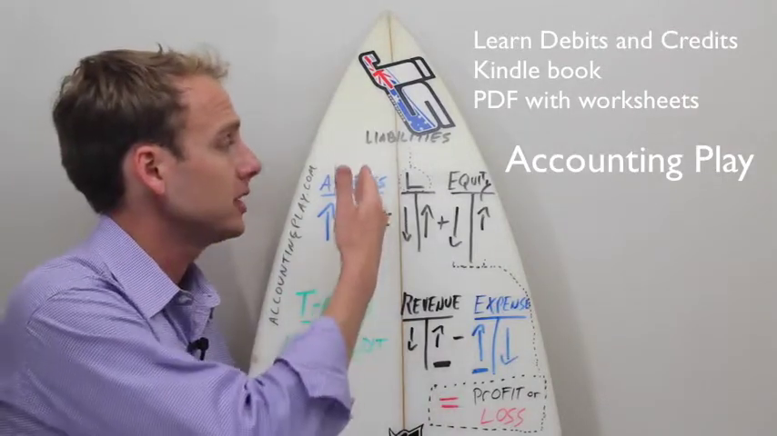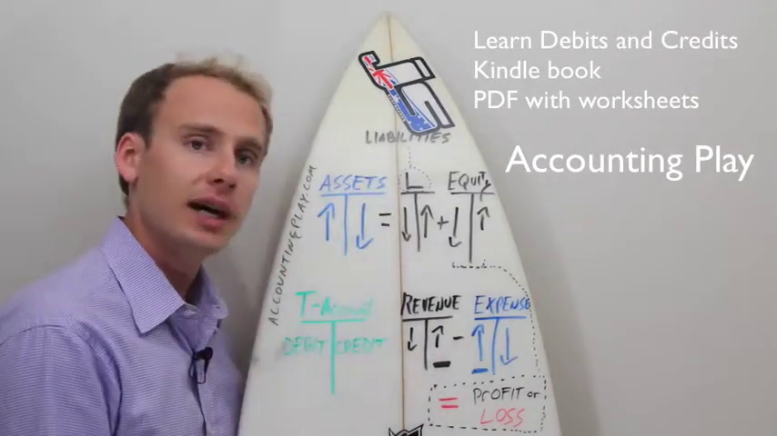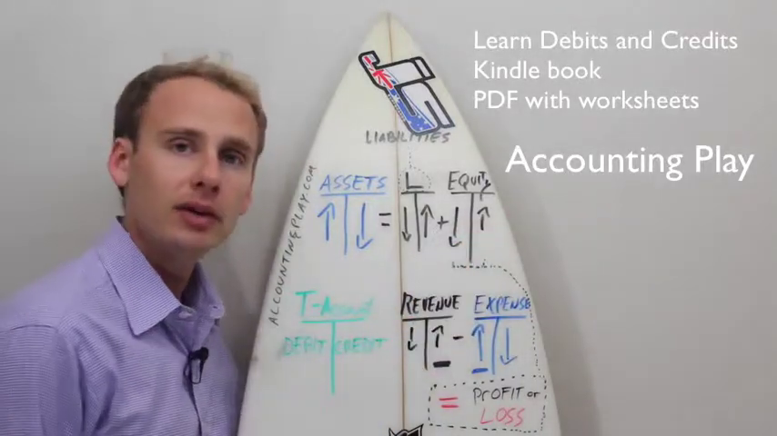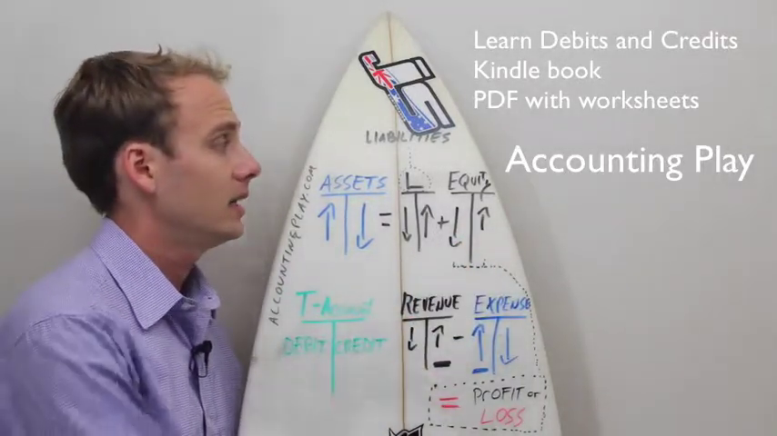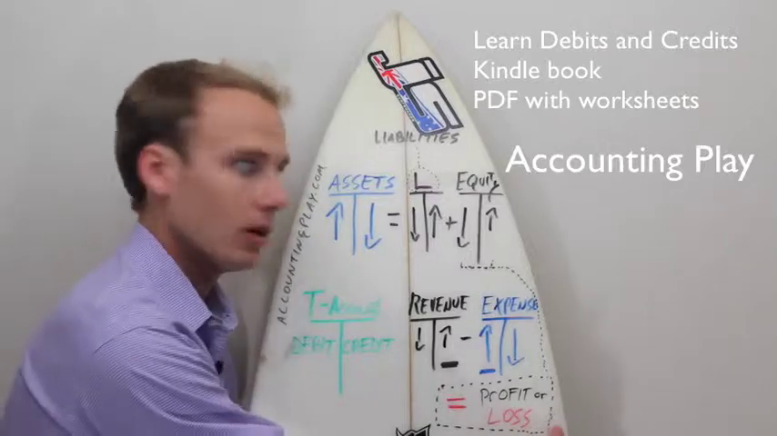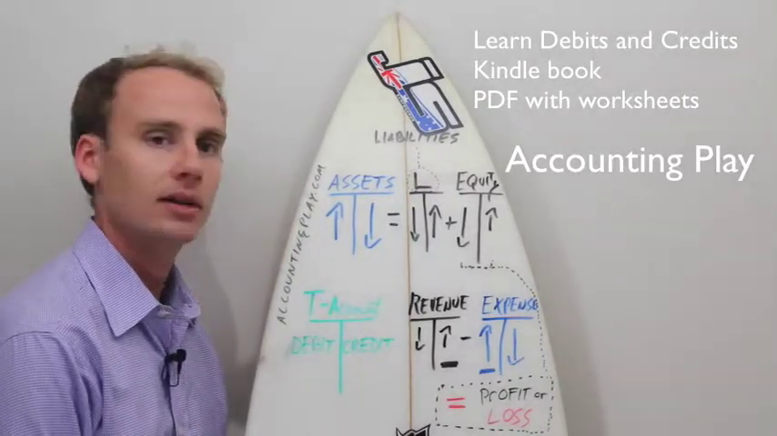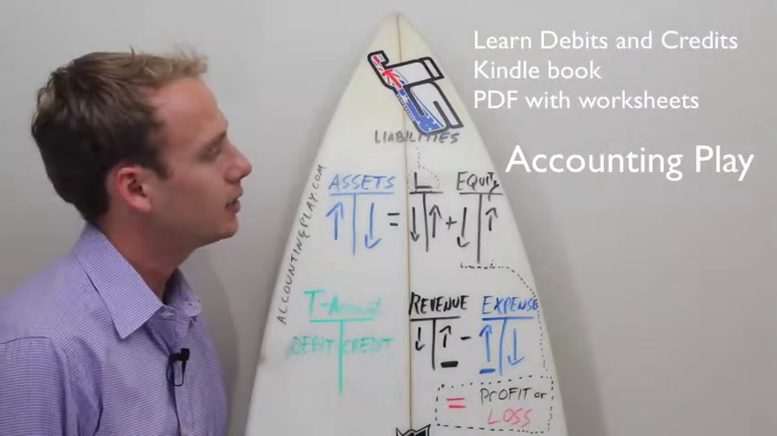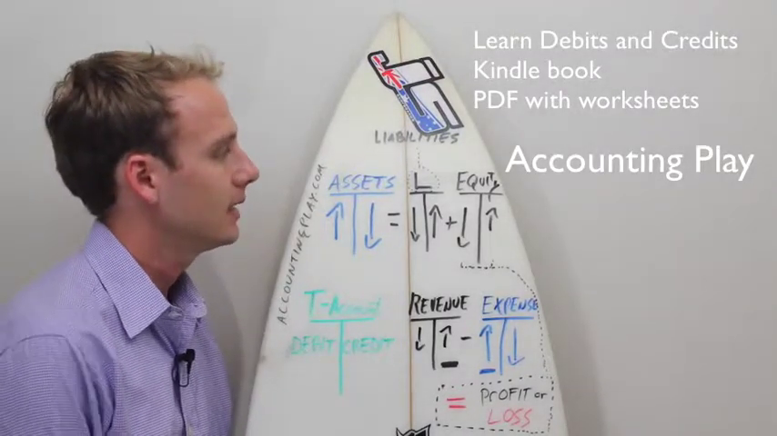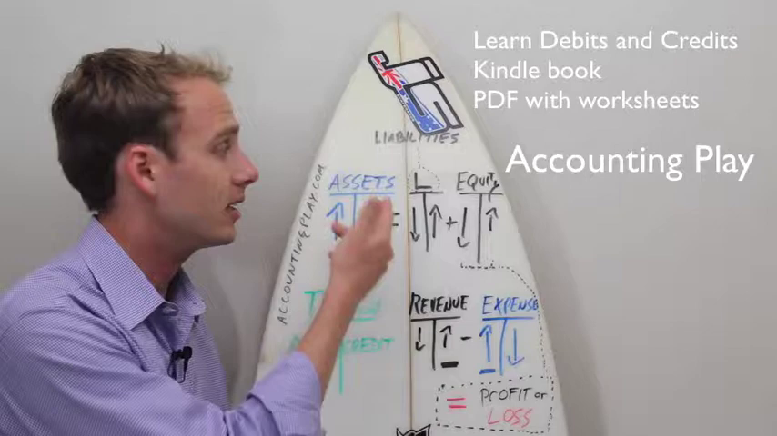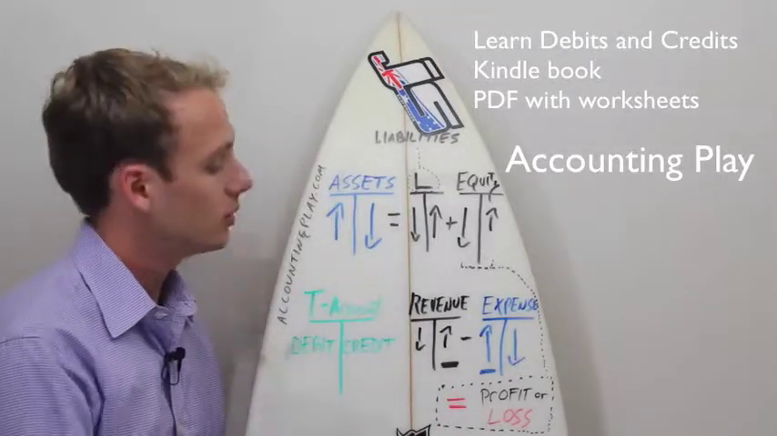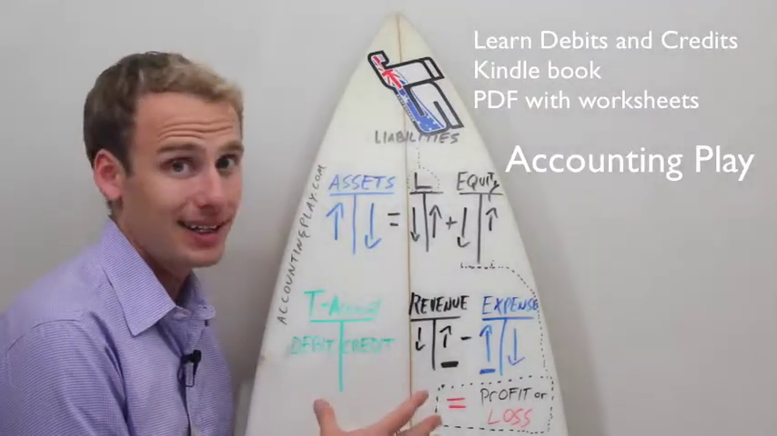Because here we say debit assets up, we know that. Credit expense up, we know that. But you might not know that additional paid-in capital, oh my gosh, additional paid-in capital is a credit. And you might not know that notes payable is a liability, or accounts receivable is an asset. So burn this into your brain.